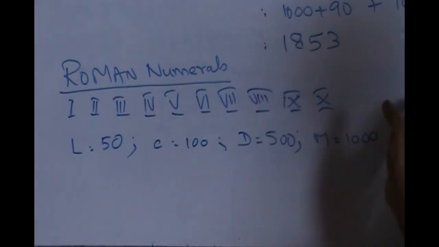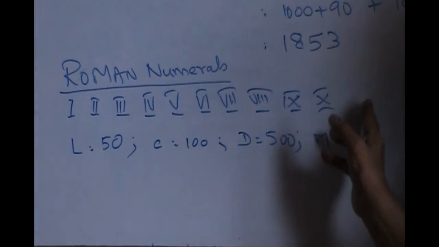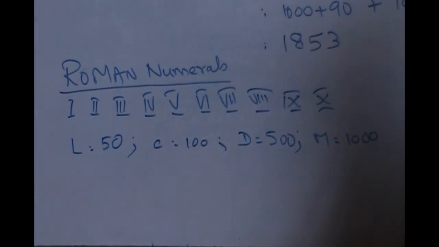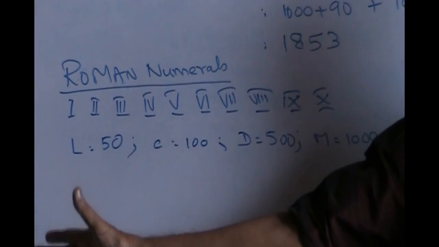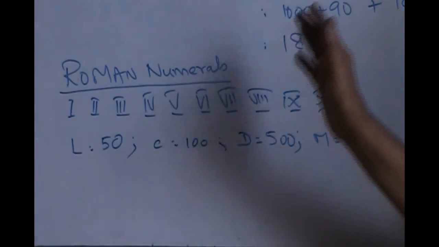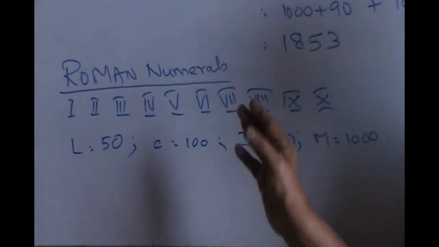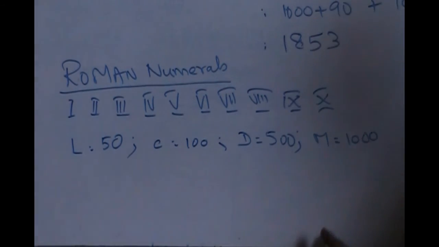And after 10, when you want 20, you have to put 2 X's. So 20. For 3 X's, 30. For 4 X's, 40, like that. But when you come to 50, L is denoted by 50, C is denoted by 100, D is denoted by 500, and M is to be read as 1000. So this is how these Roman systems work out.